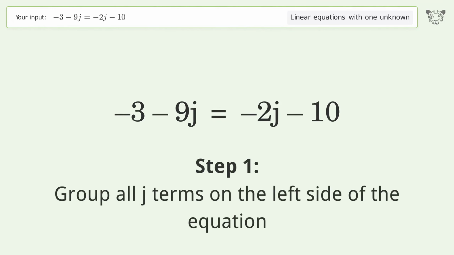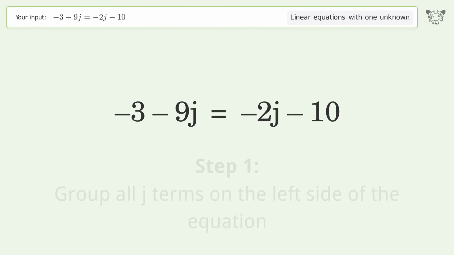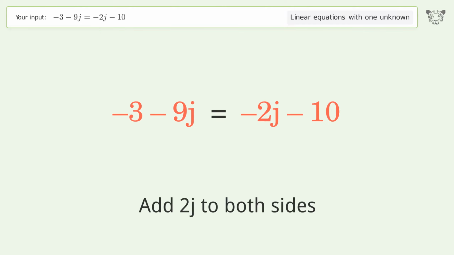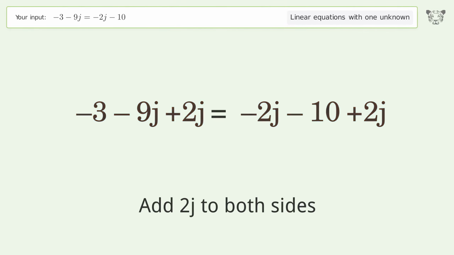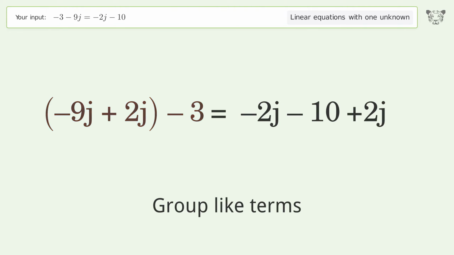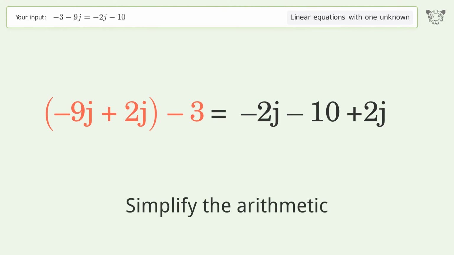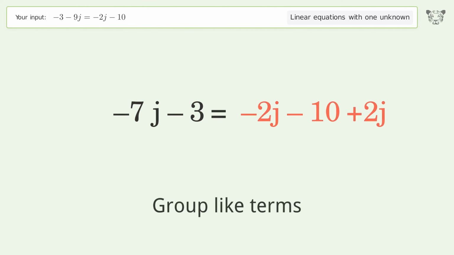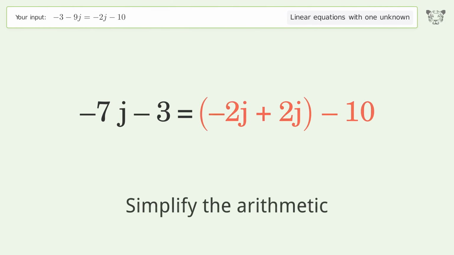Group all j terms on the left side of the equation. Add 2j to both sides. Group like terms. Simplify the arithmetic. Group like terms. Simplify the arithmetic.